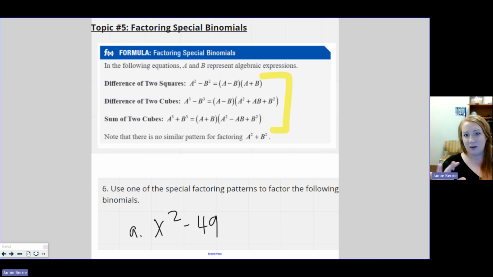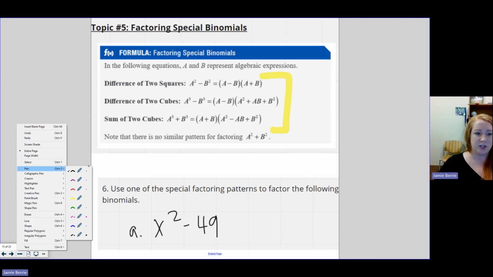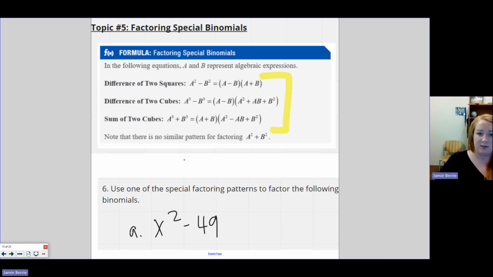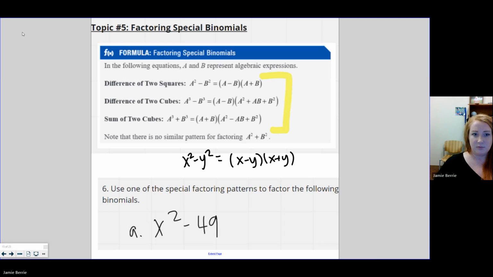Now, if you don't like the format with the variables, like the A and the B, and you'd rather have X and Y, totally fine. Just change them to X and Y. You could have X squared minus Y squared is X minus Y times X plus Y. Or if you would rather see it with numbers, that's fine too. On your formula sheet, I want you to put whatever helps you the most.